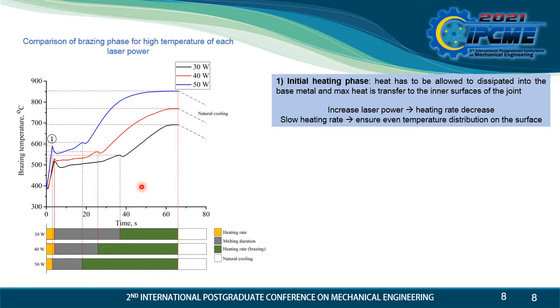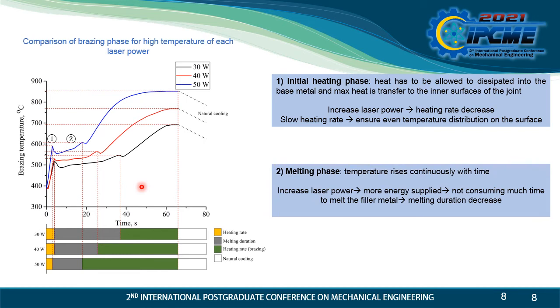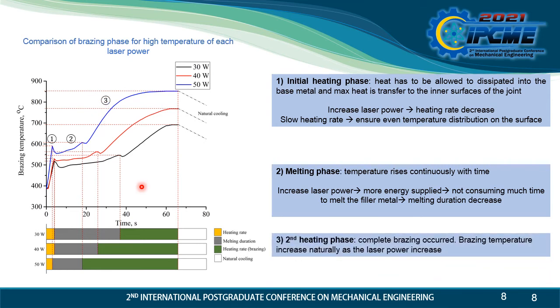As the laser power increases, the heating rate will decrease because a low heating rate will ensure an even temperature distribution on the surface. Second is the melting phase, where temperature rises continuously with time. At this phase, when we increase the laser power, more energy is supplied and it does not consume much time to melt the filler metal, and the melting duration will decrease. And the third one is the second heating phase, where complete brazing occurs. Brazing temperature increases naturally as the laser power increases.